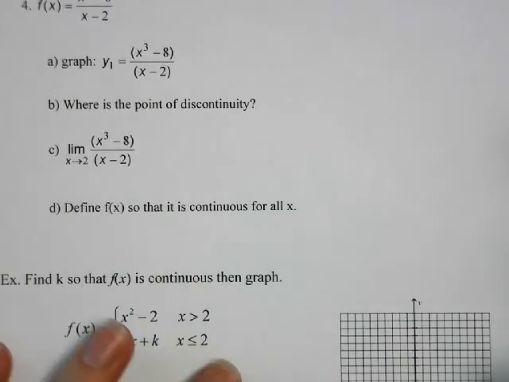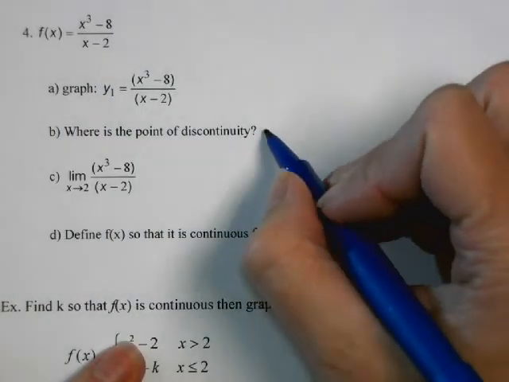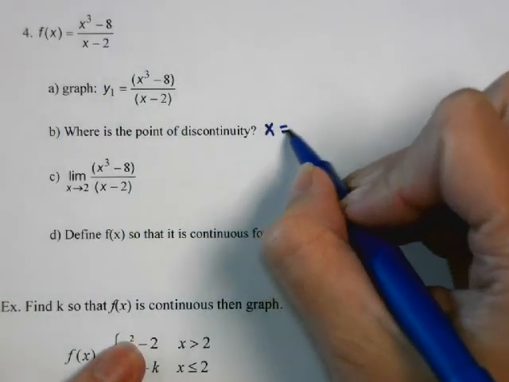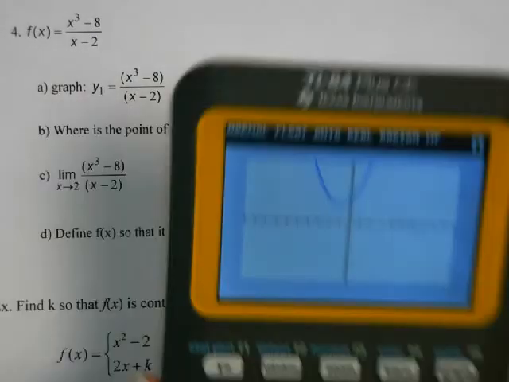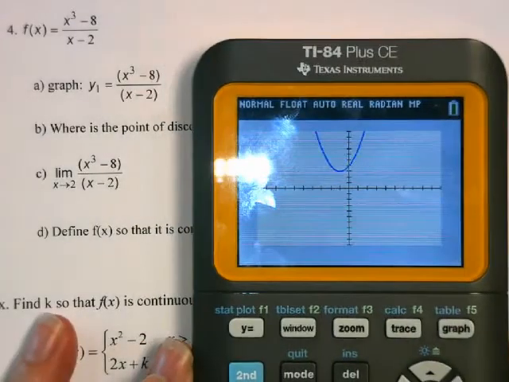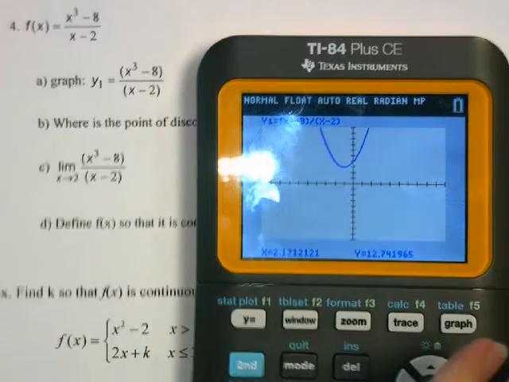And we'll do one more of these. So we have x cubed minus 8 over x minus 2. So there is going to be a point of discontinuity when x equals 2. When we graph it, this is what we get. Trace to 2. And look at our values. So at 1.96, it's 11.8, and then it's 12.7. So the limit appears to be about 12.